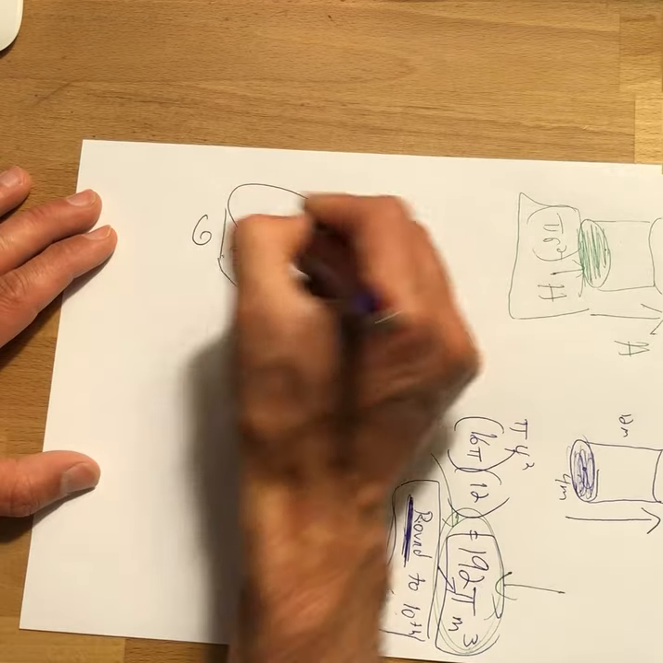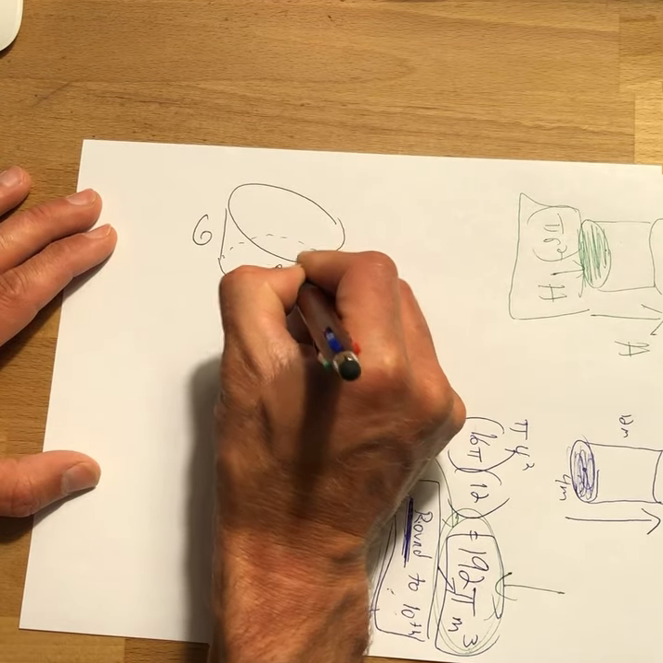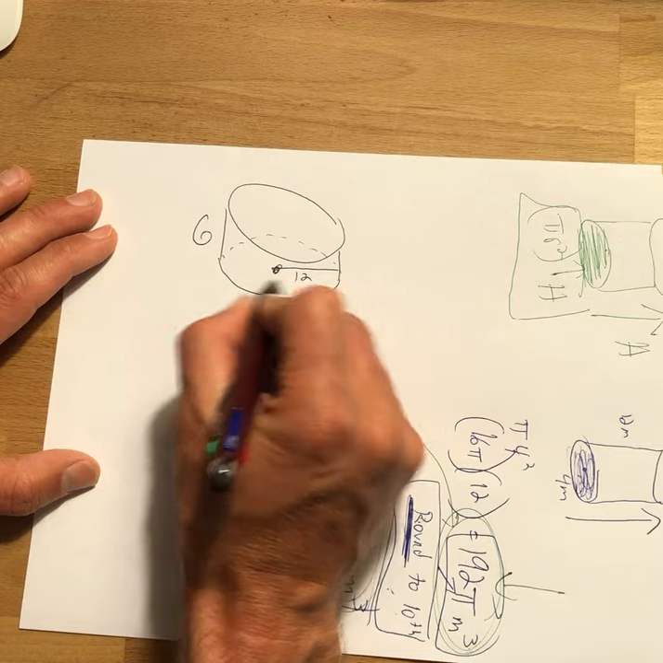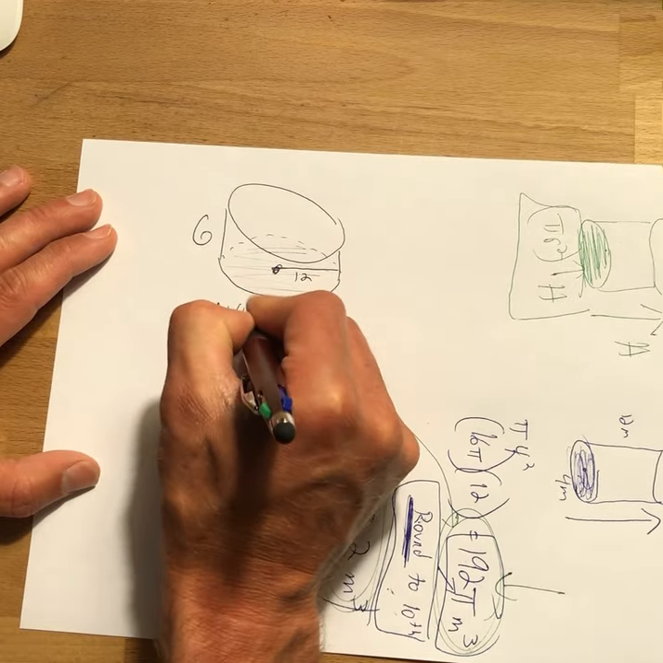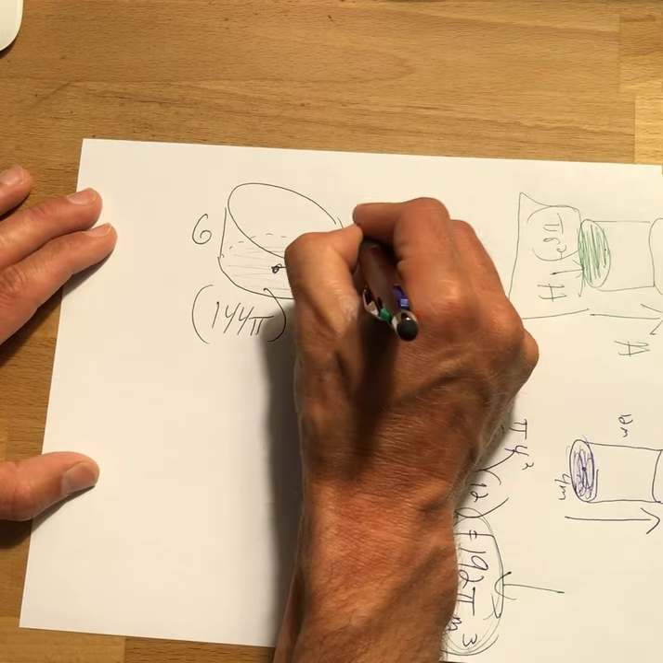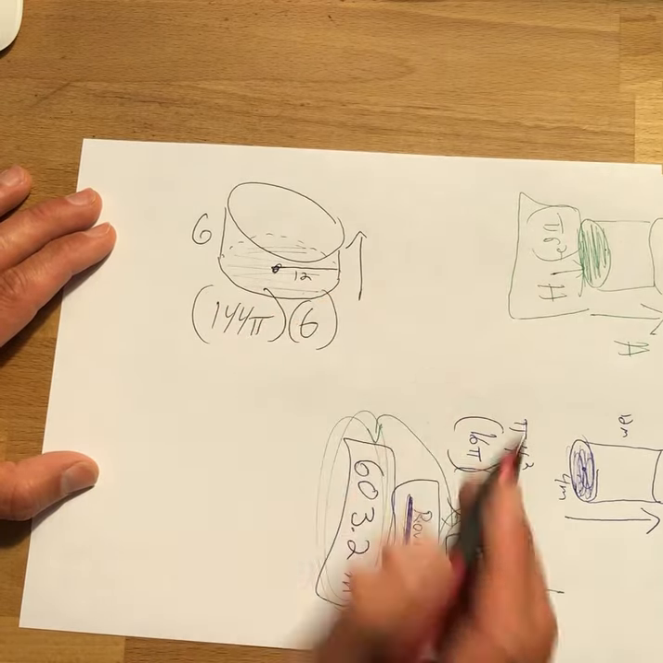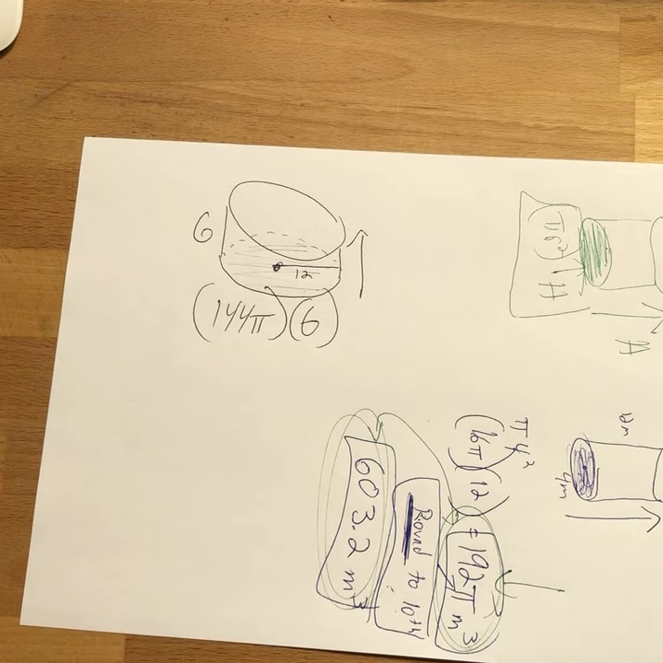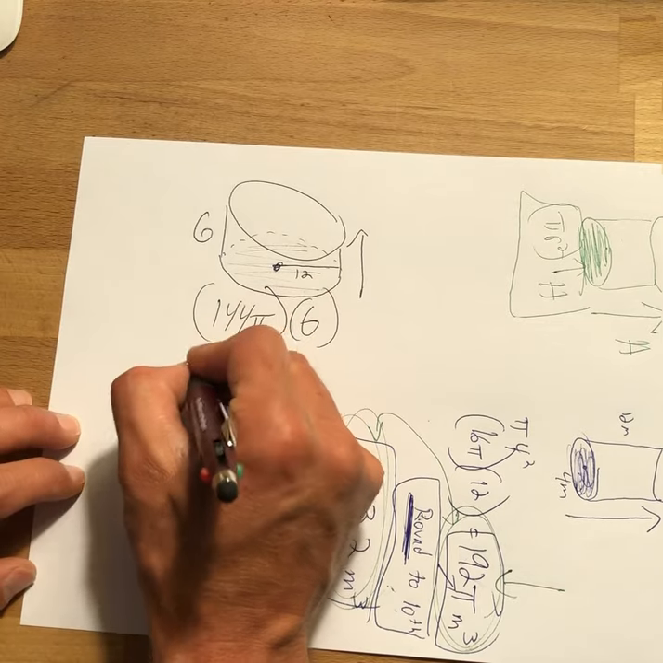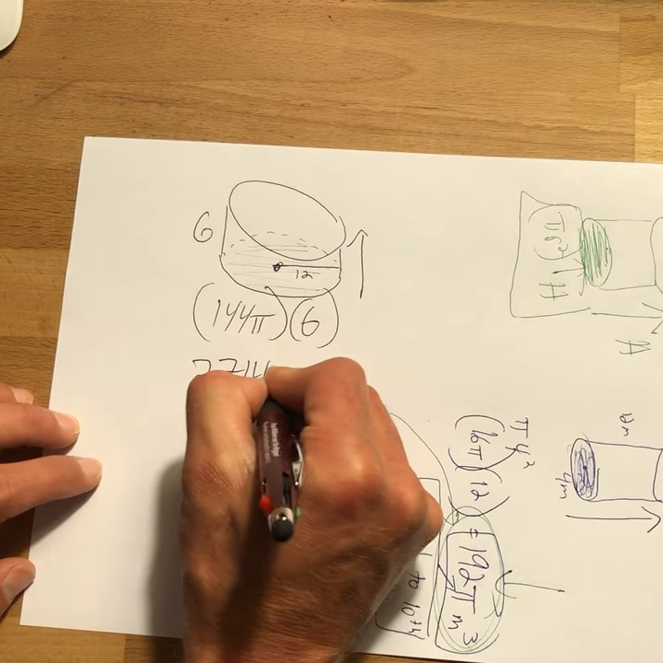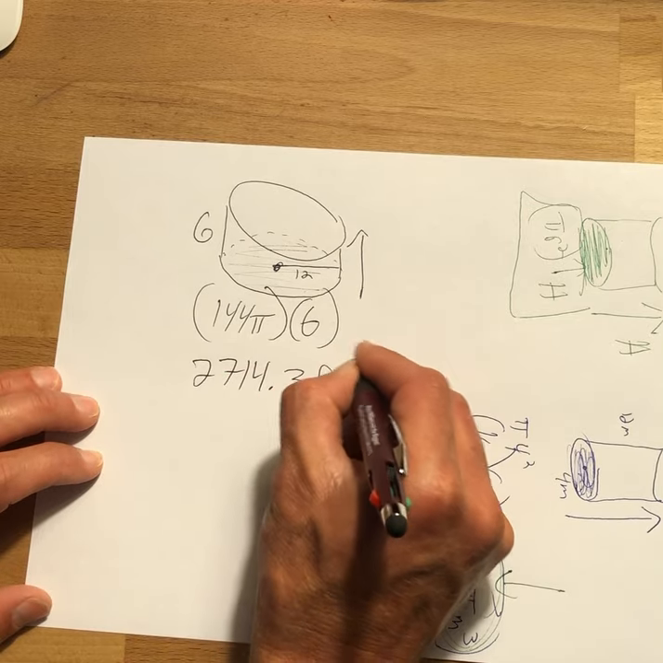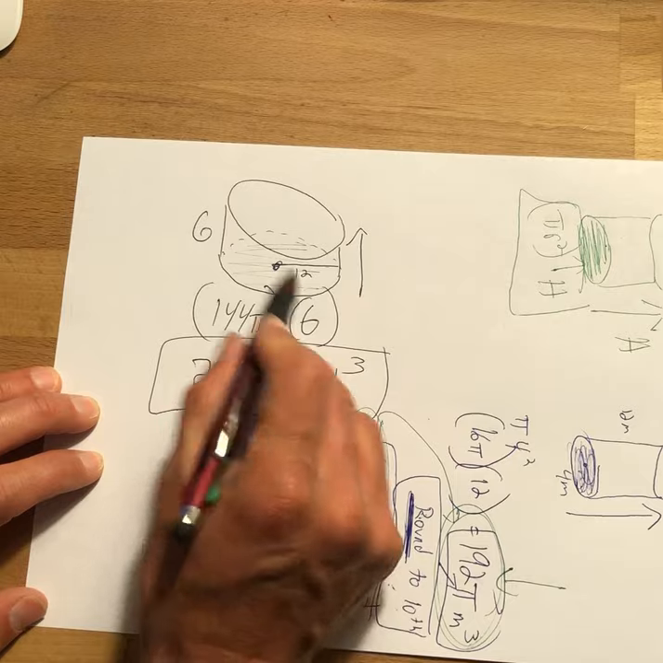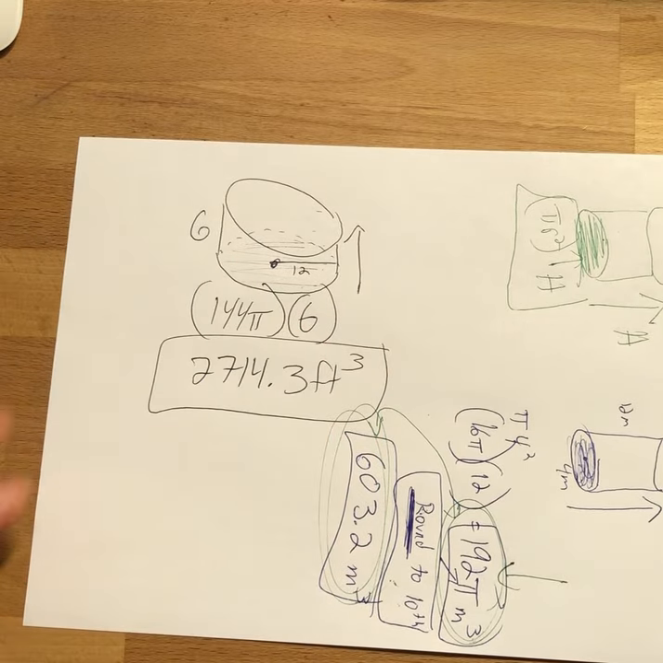This is 6, and the radius is 12. All right, so the area of this base right here is 12 squared, which is 144 pi, times the height, which is 6. But they want you to round to the nearest tenth. So I'm going to go 144 pi times 6, which is going to give me 2714.3 feet cubed. And this is the volume, how much space is inside the whole thing.